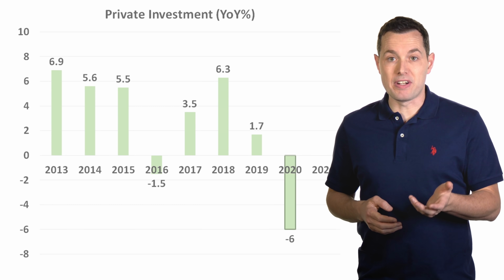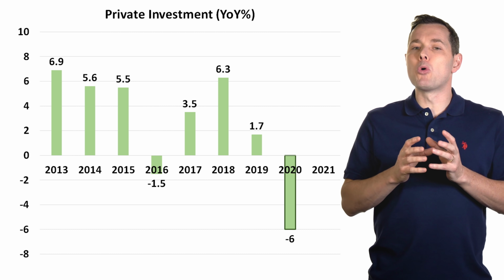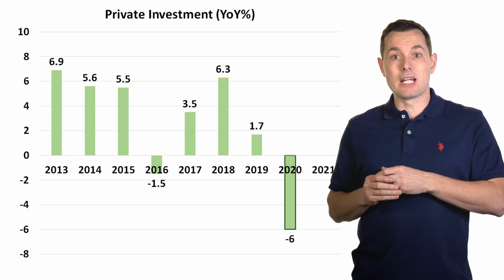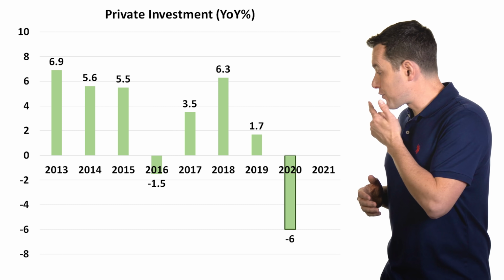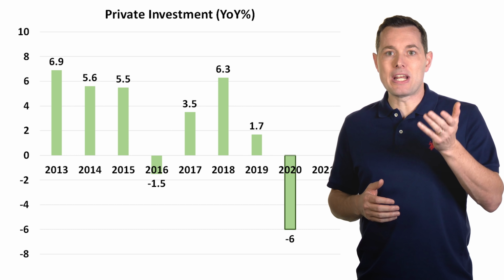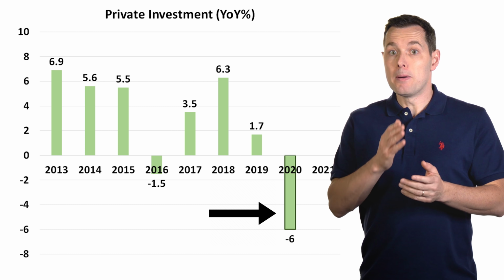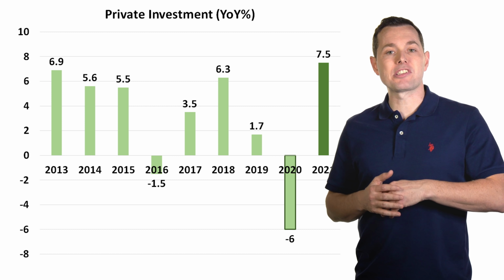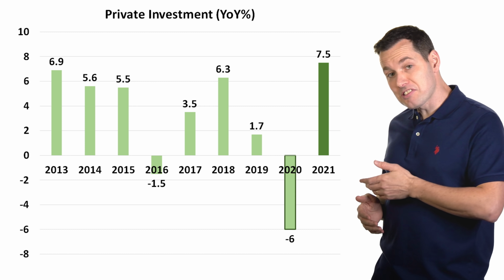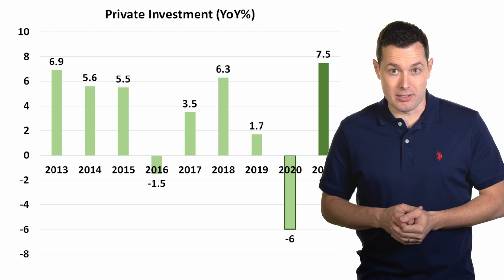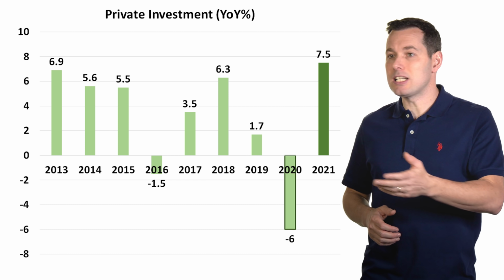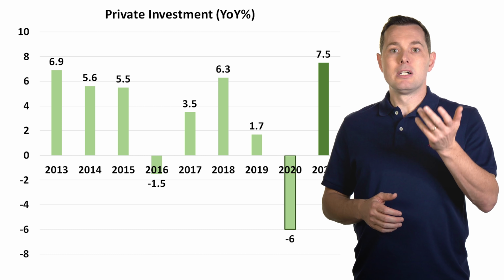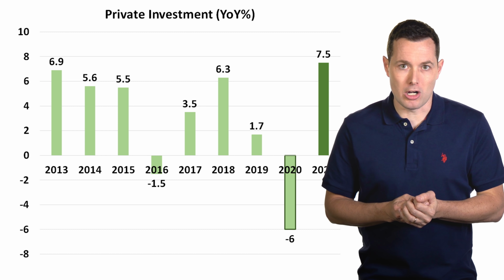Okay, now we shift over to investments. Investments are a bit more of a volatile number than something like consumption, or consumer spending. So 2020 is projected to end with a negative 6% growth rate. But in 2021, that number is expected to turn around and give us a positive growth rate of 7.5%, which is clearly the best annual number that this indicator has seen going back to 2013. So this should be a good sign for the overall economy.